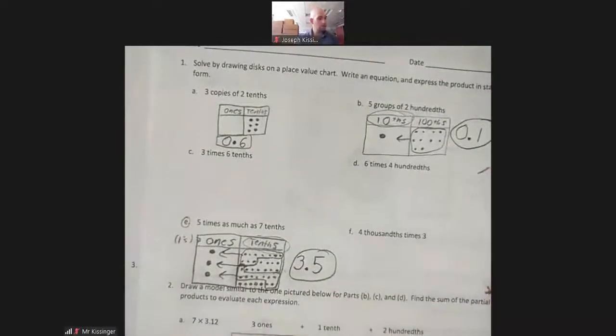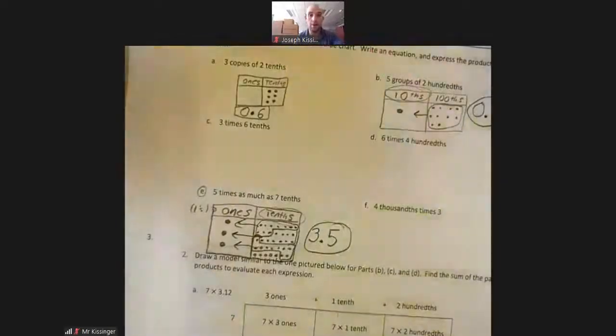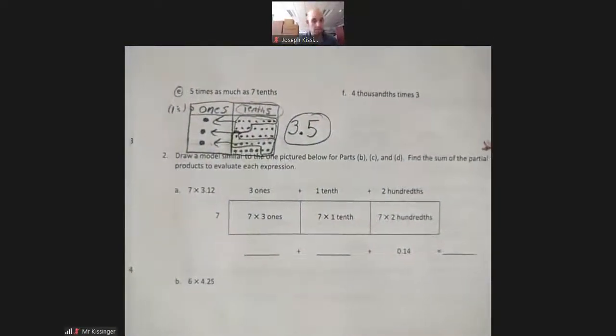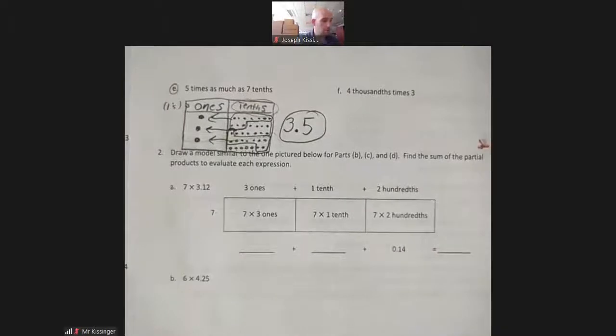All right. So now we're going to move on to our area model, which is going to look like this. It says draw a model similar to the one pictured below for part B, C, and D. Find the sum of the partial products to evaluate each expression. Now, whenever we're doing multiplication, we can always look at it as a rectangle, and we can find the area of that rectangle to find the product.